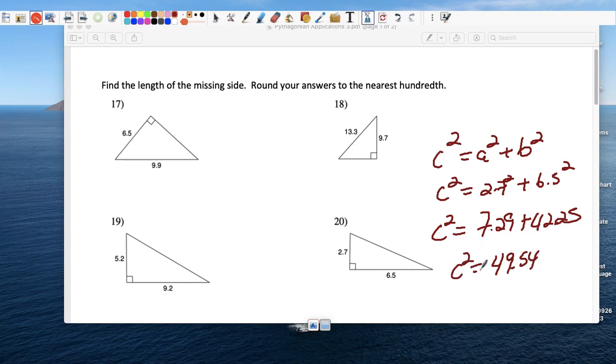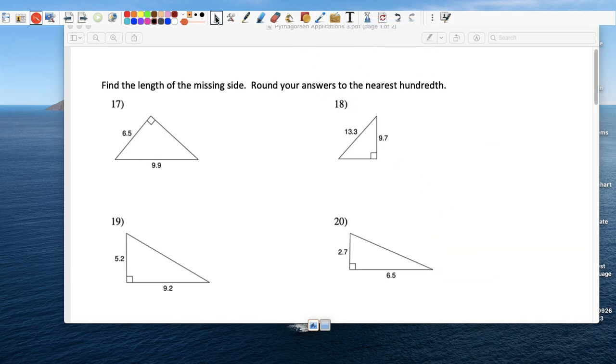Right, so we want to take the square root of both sides, and that becomes C, and that's going to be 7 something. Square root of, enter, 7.04, rounded. Okay, rounded. All right, anything else?